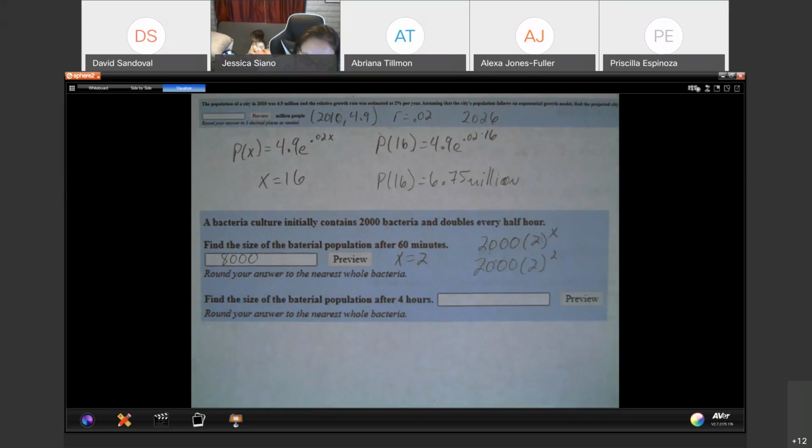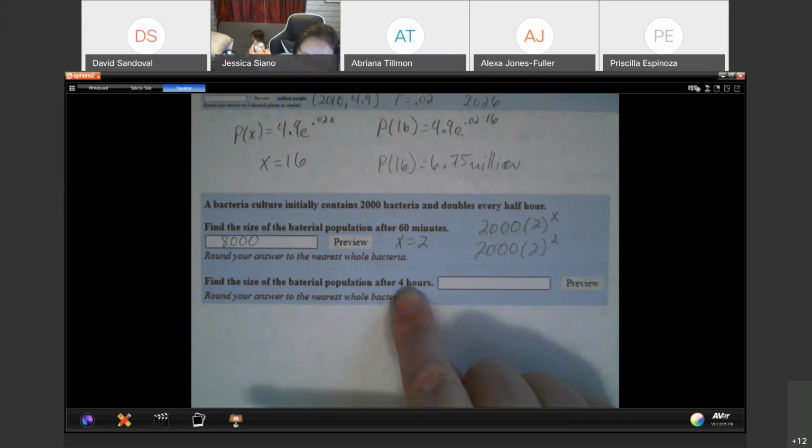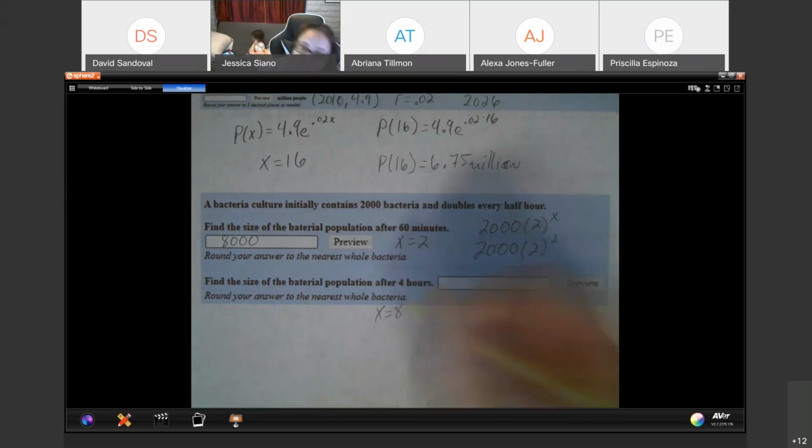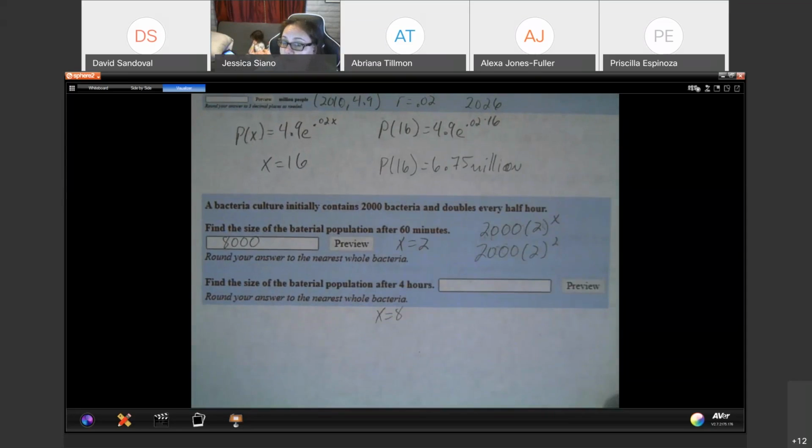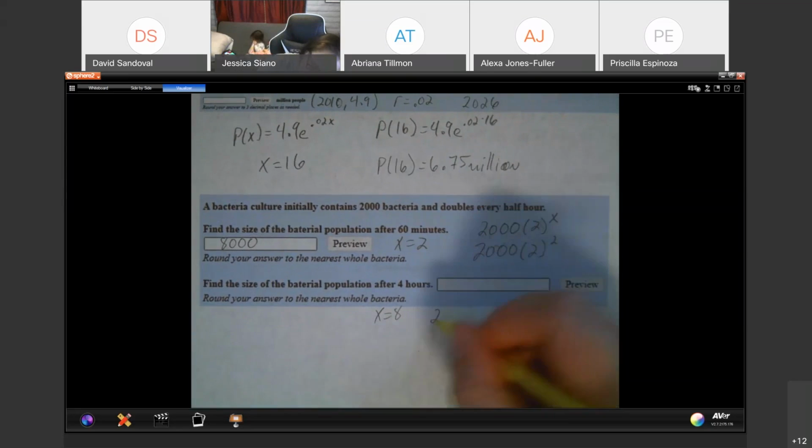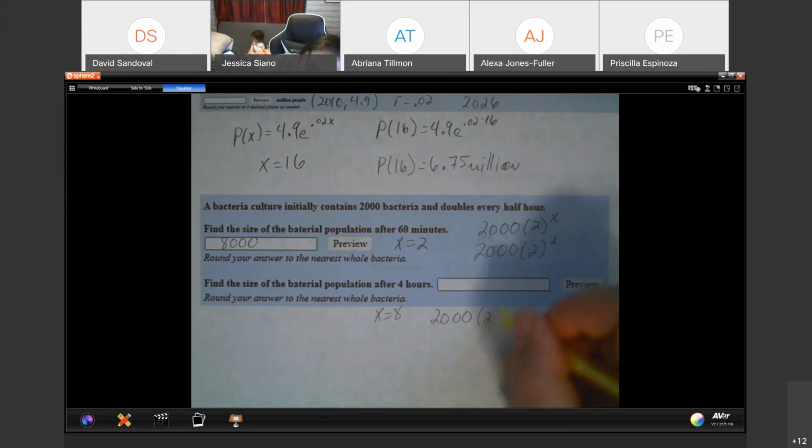After 4 hours, you would have doubled 8 times if you're doubling every half an hour. So then that means we need 2,000 times 2 to the 8.